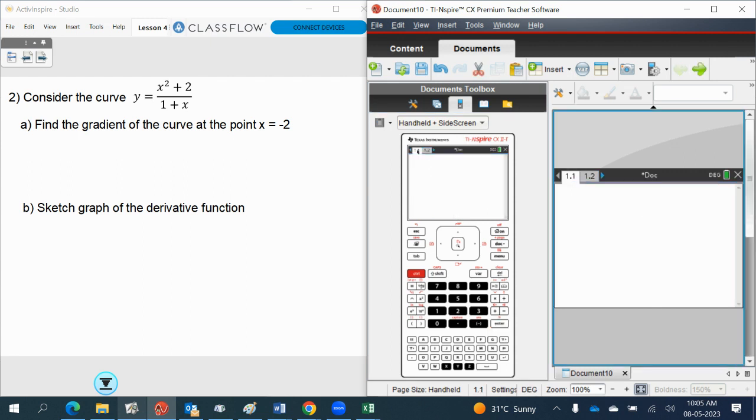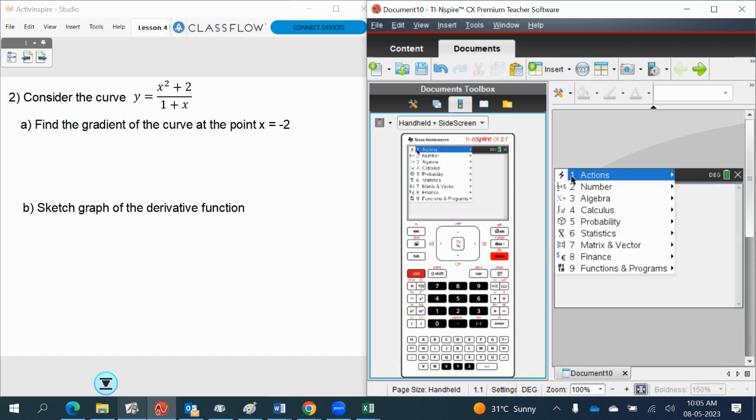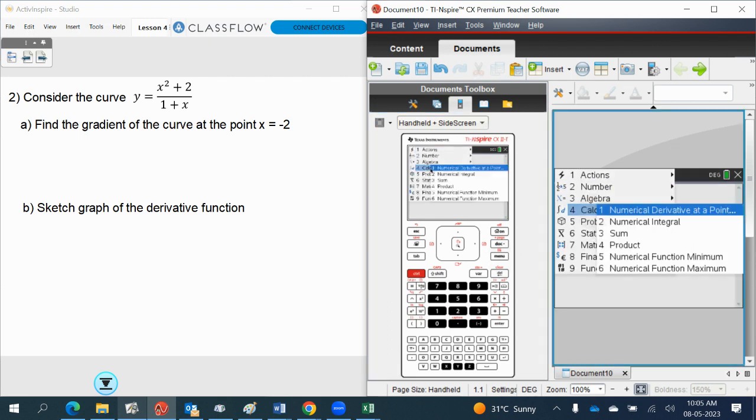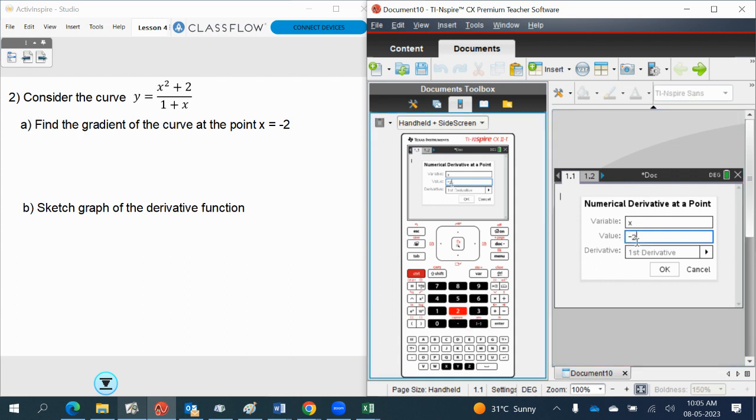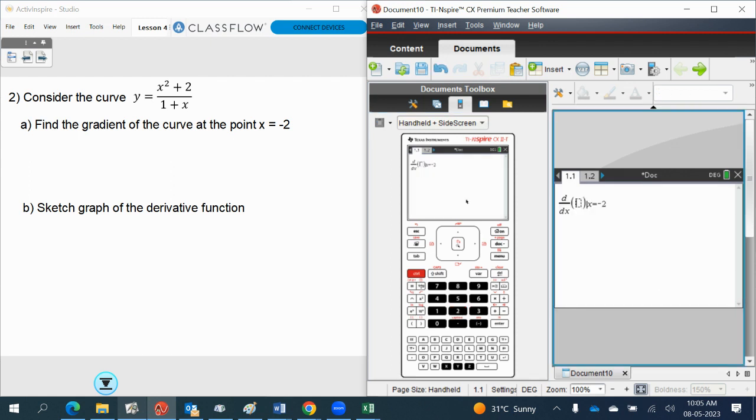I'm going to go back to this page here. Now this is an essential routine for us, finding the value of a derivative at a point. We press menu, and of course it's going to be under calculus, number 4. And this first one, the numerical derivative at a point. We have to tell it what the variable is going to be and what the value. So we've got x equals minus 2. So we type in x and we type in minus 2. We press OK. It pulls up a little template for us here.